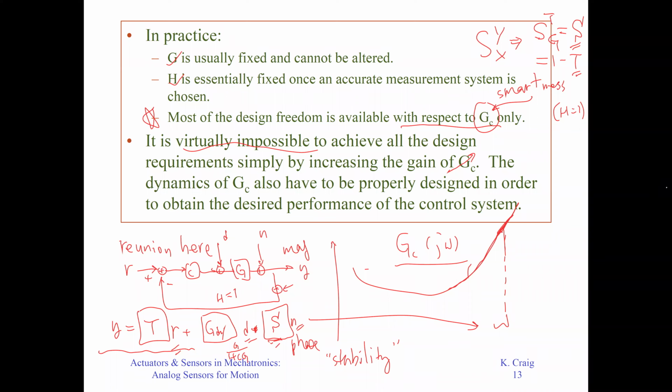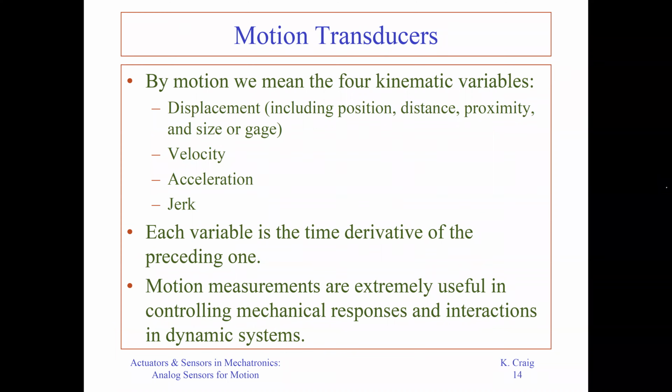We have two pathways to understand it. One is from a transfer function superposition point of view. Another is from a sensitivity point of view. And this sensitivity can be used both in a static system, like y equals f(x), or when you have a transfer function. Very interesting. So next, we are going to move to motion transducers.